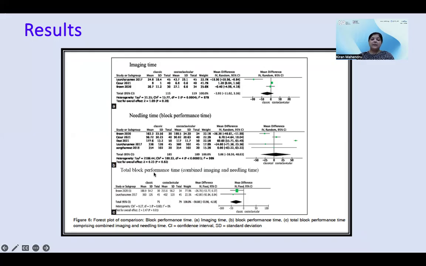But when the total block performance time was evaluated using 2 studies, which is the combined imaging and needling time, the time required was less in the classical group as compared to the costoclavicular group with a p-value of 0.01.